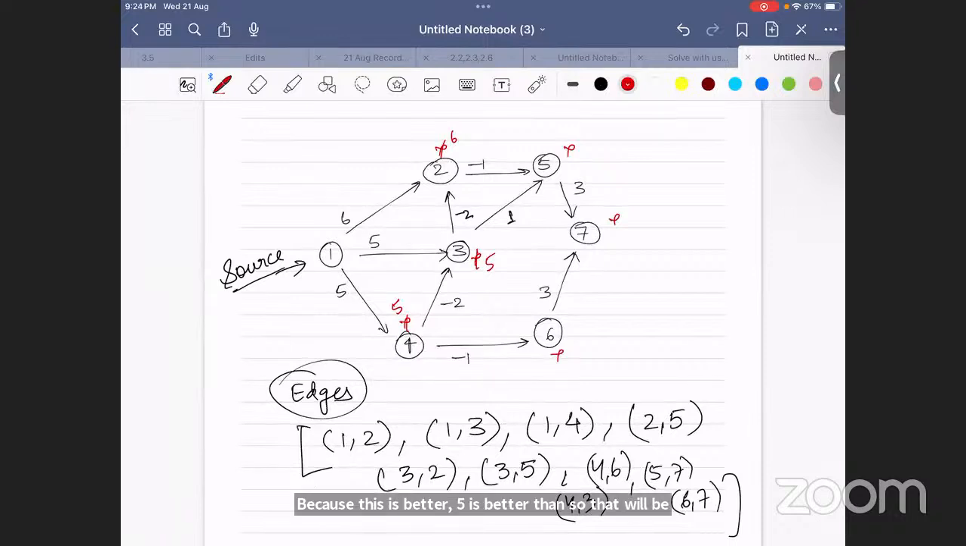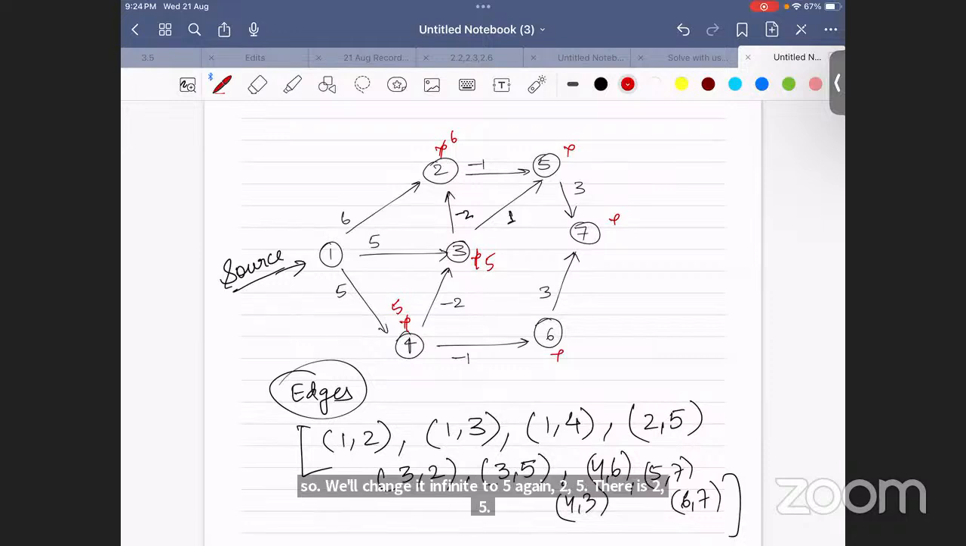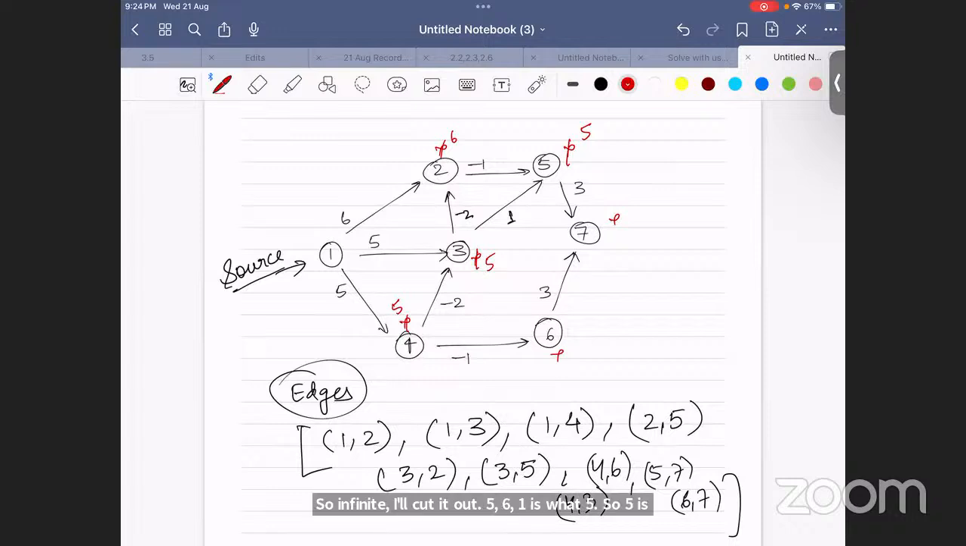Again, 2, 5. Where is 2, 5? Yeah, 2, 5. So now 6 minus 1 is what? 5. So 5 is better than infinite, so I'll replace this infinite with 5. Correct? The next edge is 3, 2. What is the 3, 2? 3, 2 is minus 2.